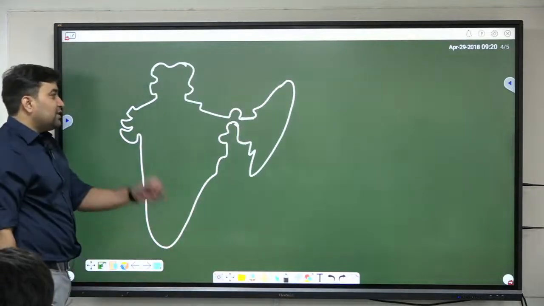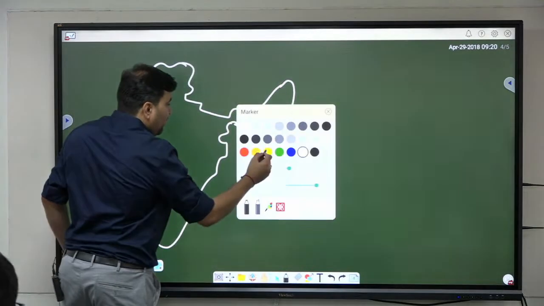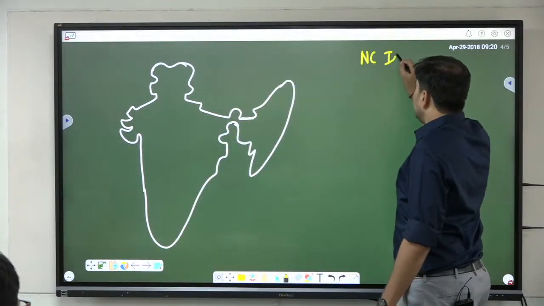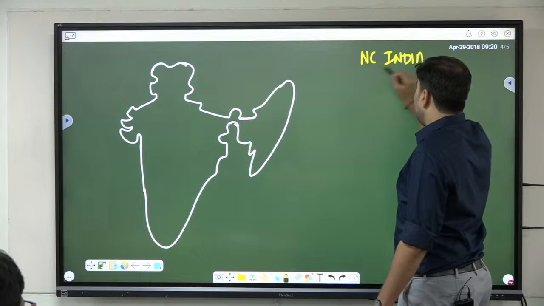now let us try to understand this Northeast India. Now, Northeast India, basics of it, and then we'll move on to the issue of insurgency.